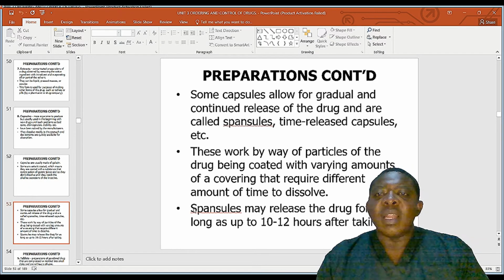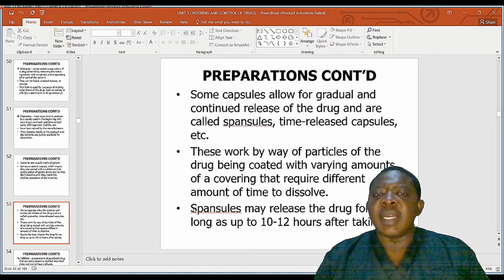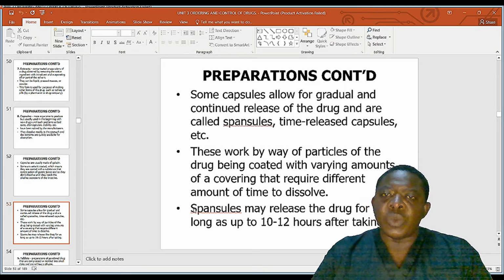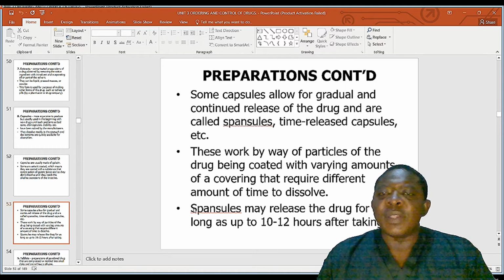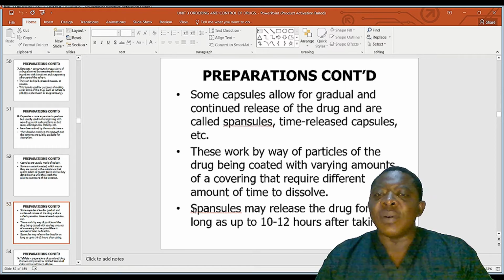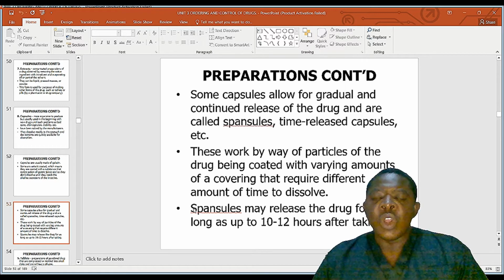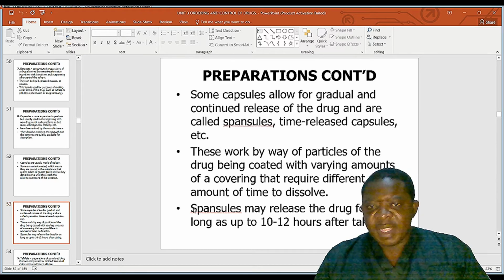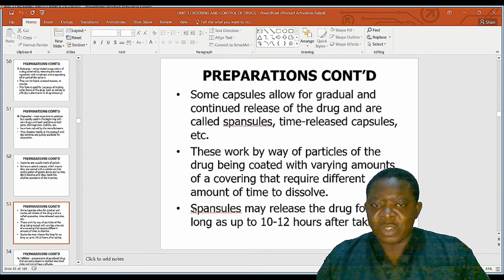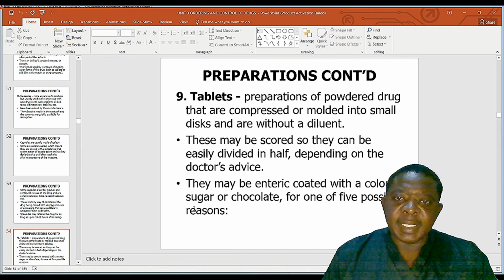Some capsules allow for gradual and continued release of the drug and are called spansules. So when you talk of spansules, they are time-released capsules. These work by way of particles of the drug being coated with varying amounts of a covering that require different amounts of time to dissolve. So as they are dissolving, the spansules may release the drug for as long as 10 to 12 hours after being taken.